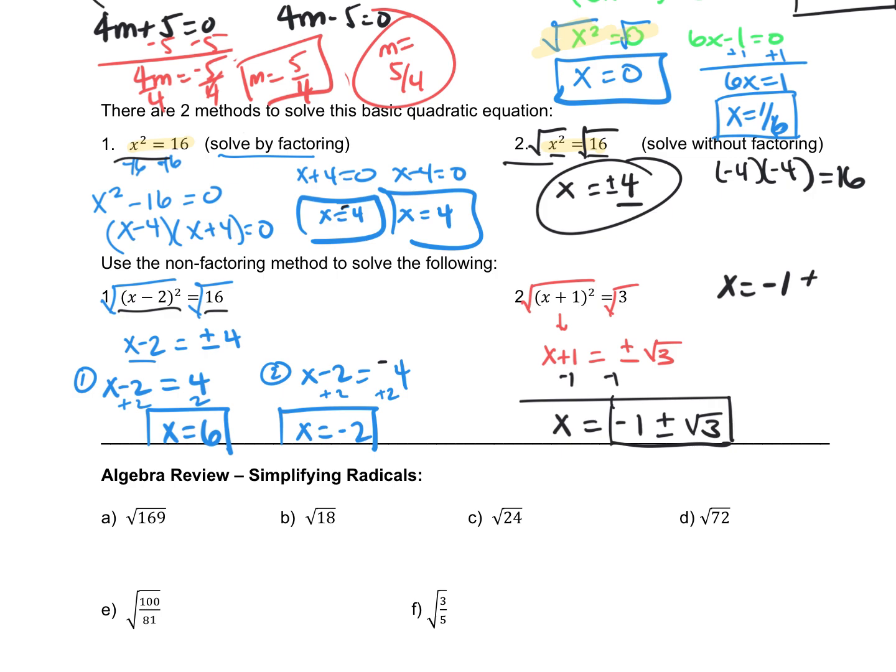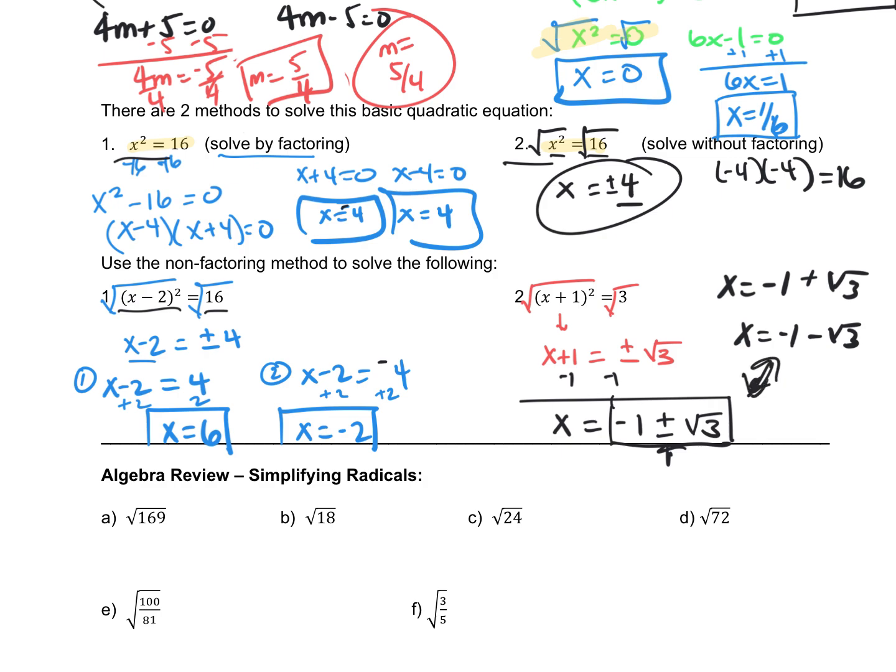Oops, let me write the two solutions. So we have negative 1 plus the square root of 3 and negative 1 minus the square root of 3. Still the same thing as this. I will take this one, but understand, it's fine as long as you understand there are two solutions.